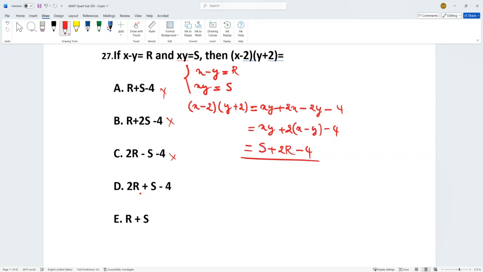What about this one? So we have 2R, which is 2R here. We have plus X, plus S. We have S here. Minus 4. We have minus 4 here. So this is definitely our correct answer, and this one is not the answer. Okay, so this is the correct answer.